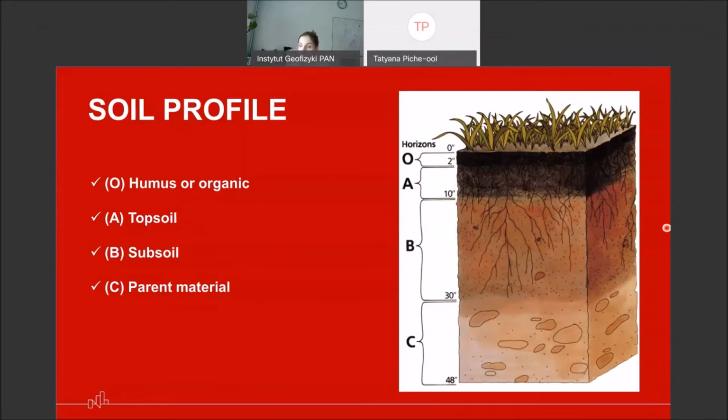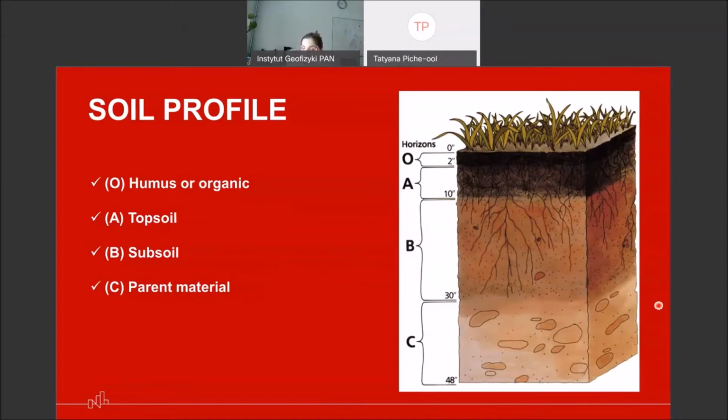Starting with this organic horizon, it's so-called humus. It's mostly organic matter, like decomposing leaves, for example. Sometimes it's not present at all, sometimes it's quite thick, sometimes it's quite thin. Then we have the so-called A horizon, which is topsoil. Topsoil mostly consists of minerals from parent material, also with some organic matter incorporated, so it's usually quite dark. This is a good material for plants and other organisms to live in.